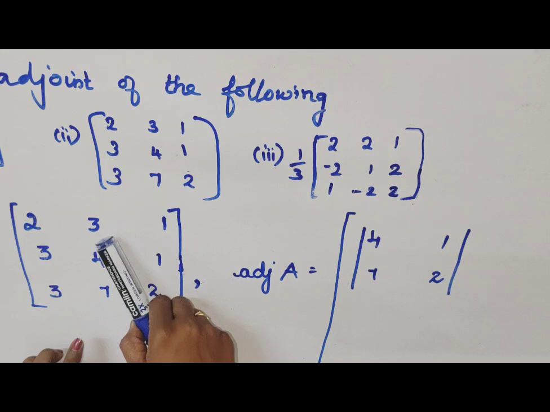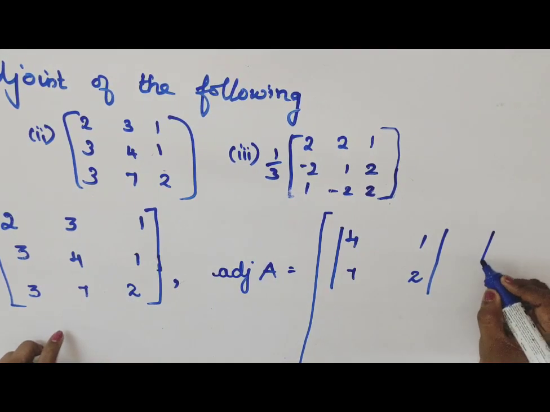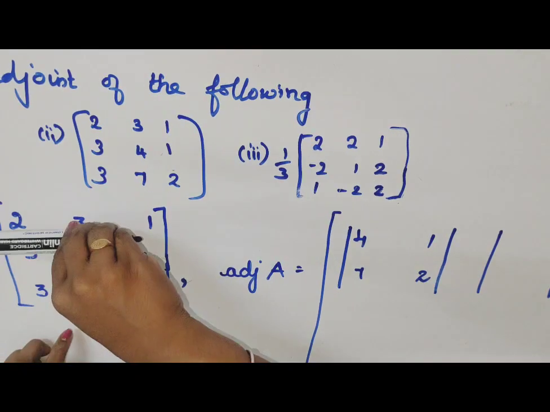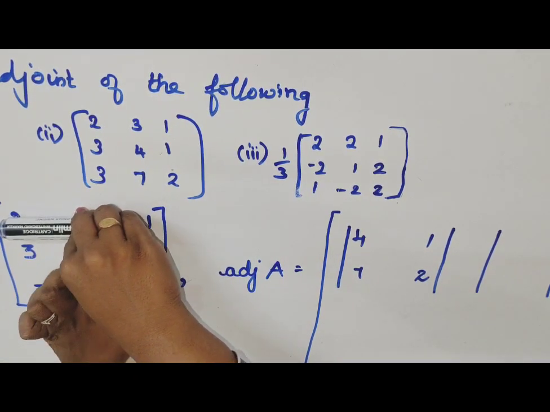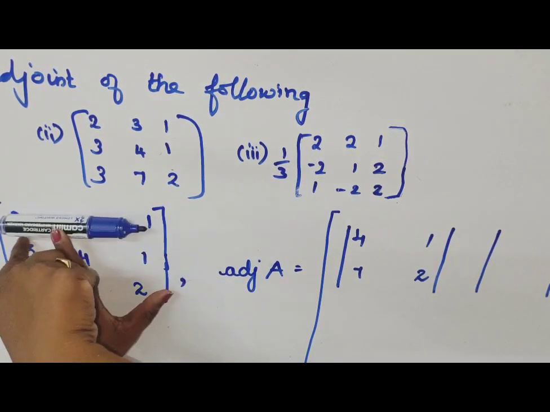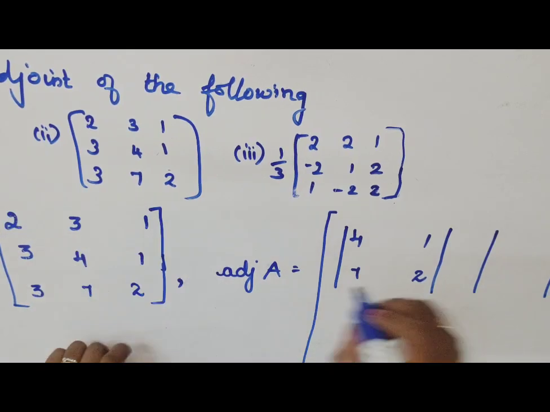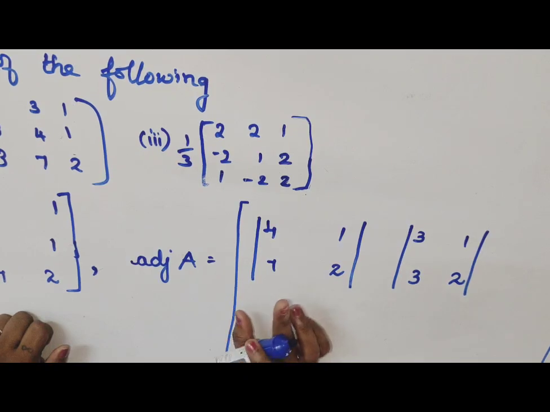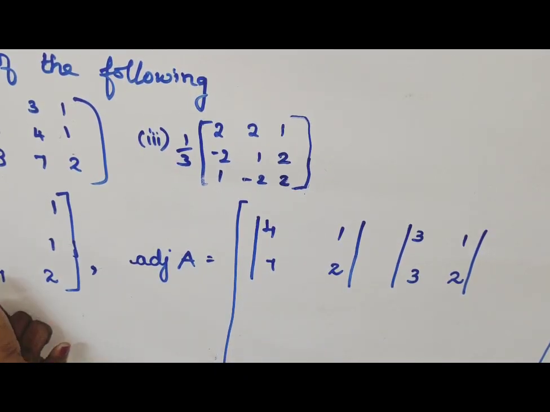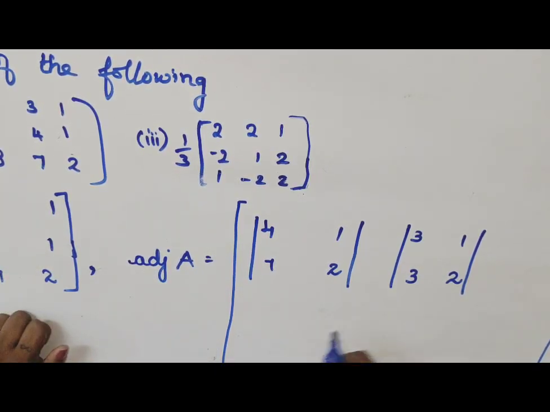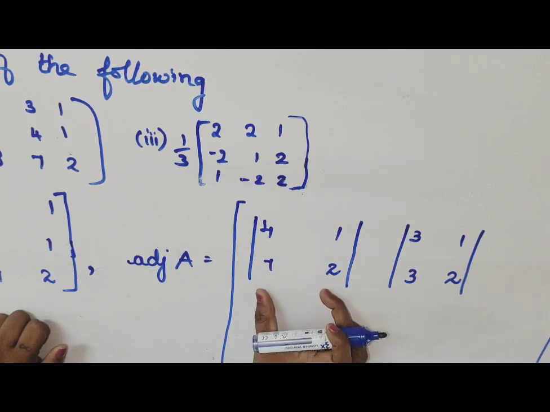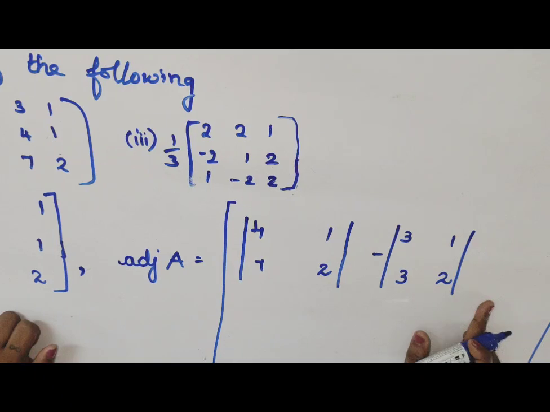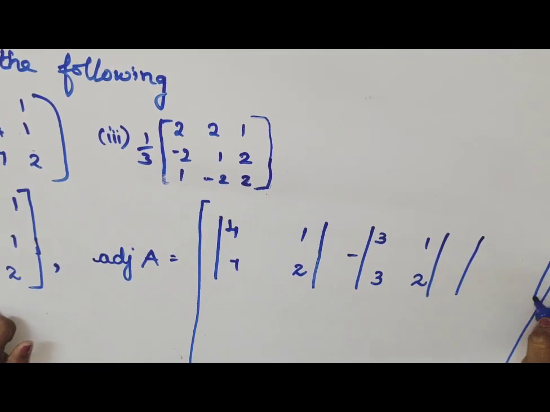And for the next term, we have to write it similarly. If I consider this term, I have to omit the row touching that term and the column touching that term. The remaining terms will be 3, 1, 3, 2. Also, one more thing we have to keep in mind: for the alternative terms, we have to proceed with minus. This term we are using plus, for this term we have to use minus, so the next alternative term we maintain as plus.